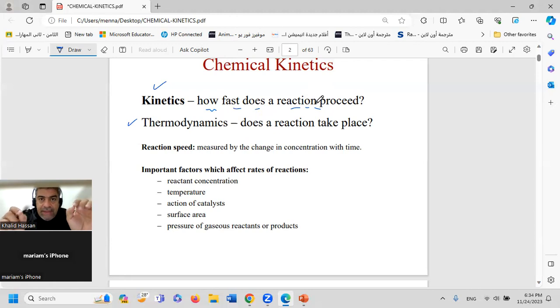So reaction kinetics equals the reaction speed, a measure of the change in concentration with time. If you remember, I told you it's a change during a period of time. As with the speed of a car, where you change your distance, so you have delta d divided by delta t. Here there is no distance, so we talk about change in concentration divided by the time consumed during this change. That's just a definition. Let's go to the important factors which affect the rate of reaction.